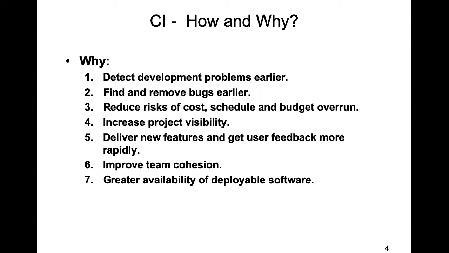Reduce the risk of cost, schedule, and budget overruns. Number 4, increase project visibility. That was what I was talking about earlier on. Every time the CI server carries out a full build, it publishes the results of that build, e.g. the Cypress test outcome. And it's very important that everybody knows what has been the outcome of the last build that was done by the CI server, so that everybody in the team is aware of what's happening in the project.